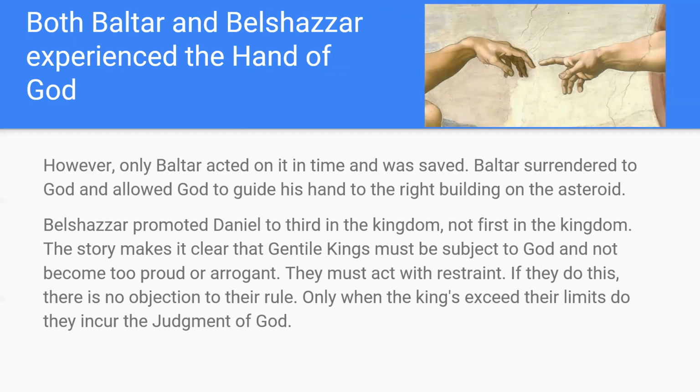The story makes it clear that Gentile kings must be subject to God and not become too proud or arrogant. They have to act with restraint. If they do this, then there's no objection to their rule. Only when the kings exceed their limits do they incur the judgment of God. In this case, the destruction of the entire Babylonian Empire by the Persians.